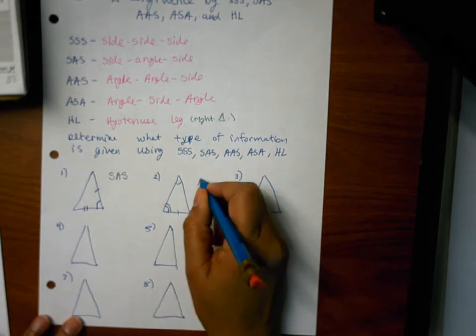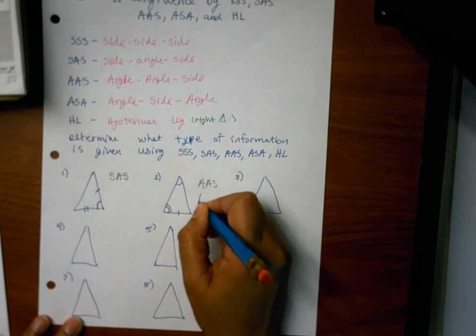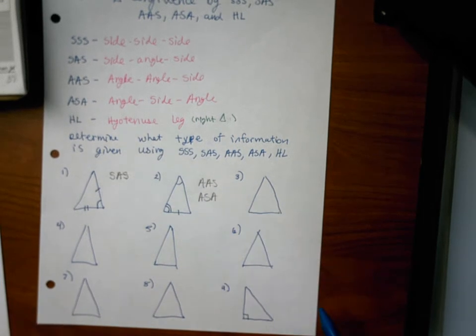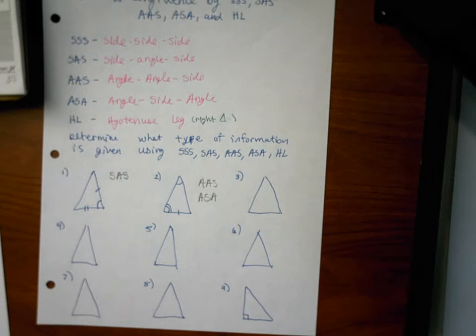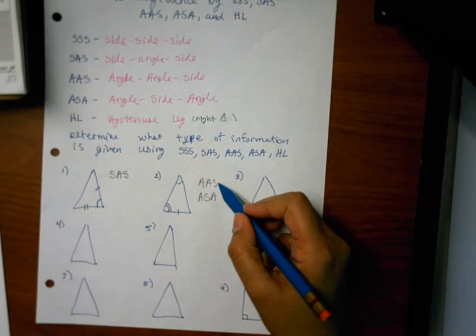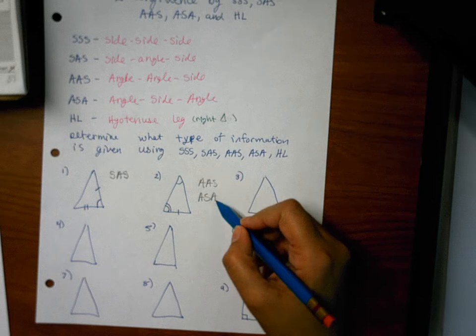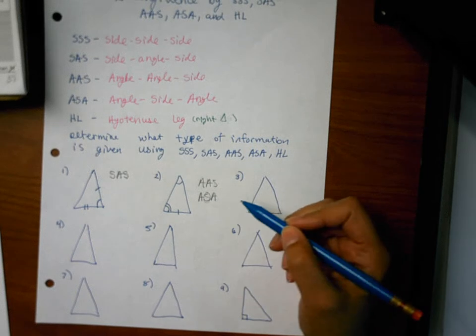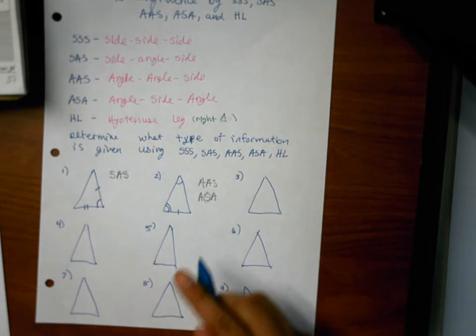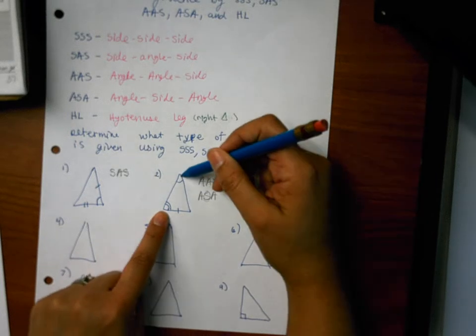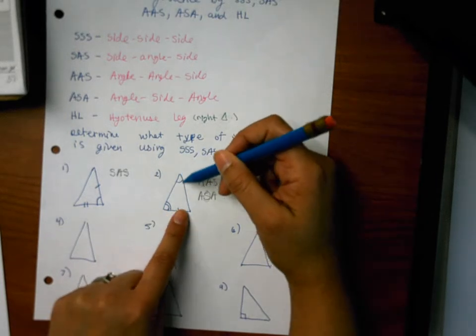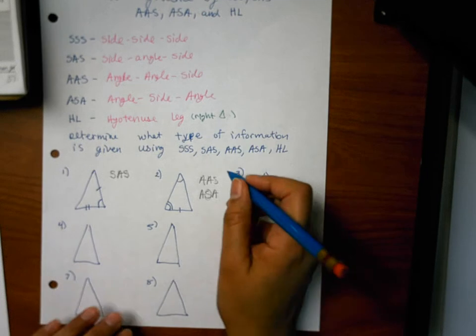How do I know whether I'm going to use AAS or ASA? If the side is sandwiched or not. Okay, he's correct, whether the side is sandwiched or not. If it's sandwiched, which one would I use? ASA, because the side is sandwiched between 2 angles. Here are the 2 angles. Is that side sandwiched between the 2 angles? It is not. So what would we say?